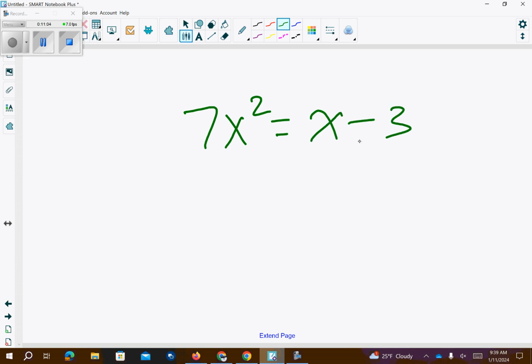And I know that's not a problem on your paper. I'm just trying to give you an example. If I had something like that, basically what you would probably do is you'd subtract x from both sides. Agree? You would add 3 to both sides. So you'd wind up with 7x squared minus x plus 3. And then you see if you could go by factoring or use the quadratic formula or anything like that.